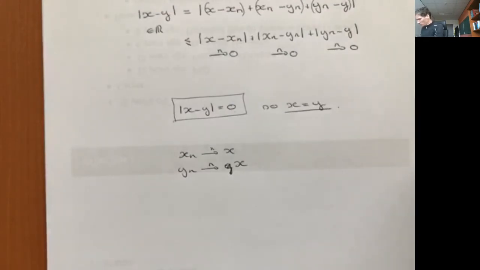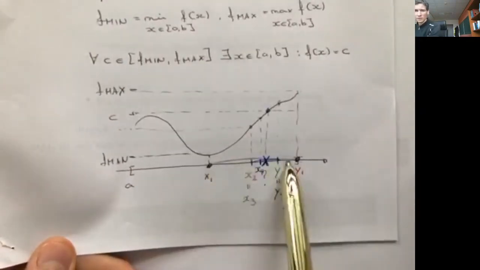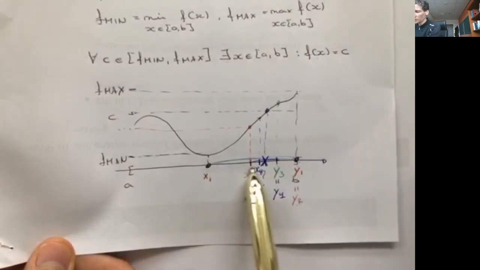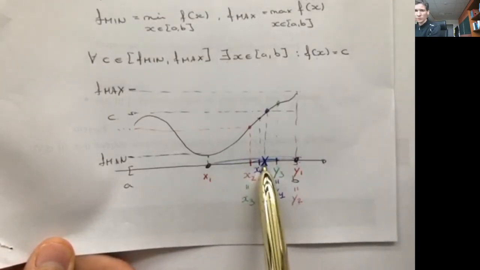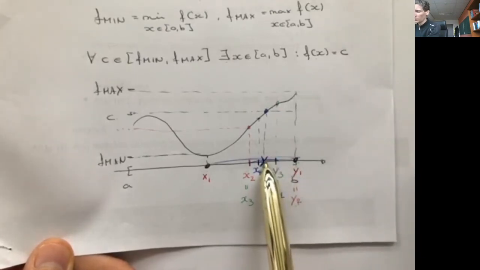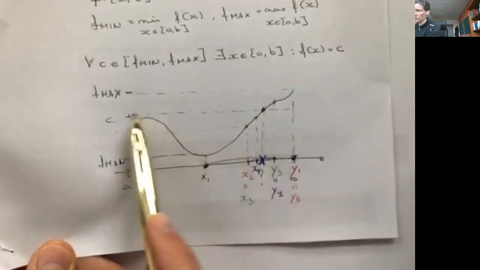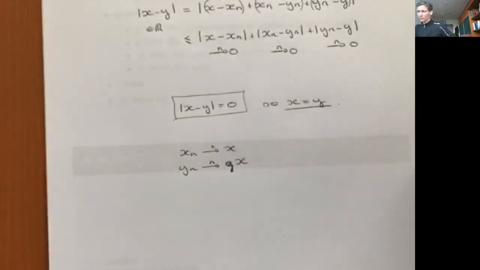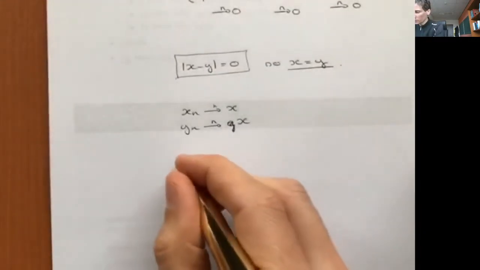So let's go back to what we actually wanted to show, because we got a little bit lost in the end. We have this interval here, all these values get updated, and now we see that all these x's converge to a number, and all these y's also converge to a number. What we still need to show is that the function value of this number is exactly the c that we were targeting.